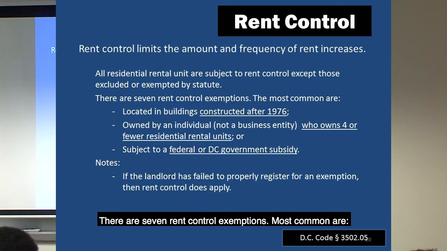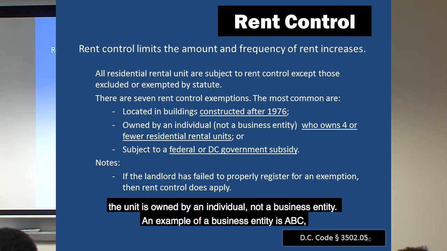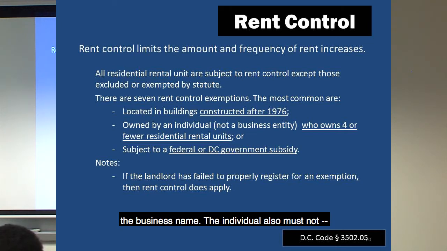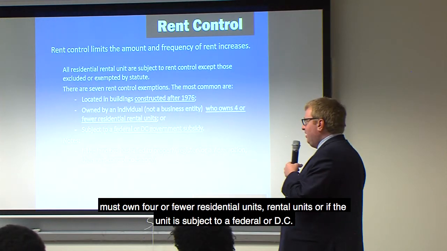The most common are: the unit is located in a building constructed after 1976. The unit is owned by an individual, not a business entity. An example of a business entity is ABC, LLC, INC, anything where you have alphabet soup after the business name. The individual also must own 4 or fewer residential rental units, or the unit is subject to a federal or DC government subsidy.